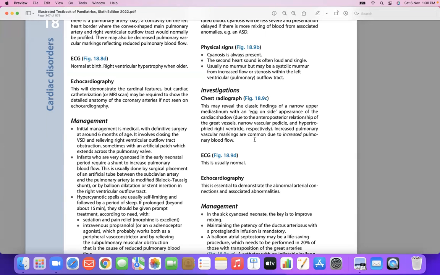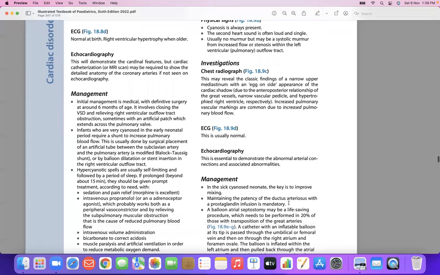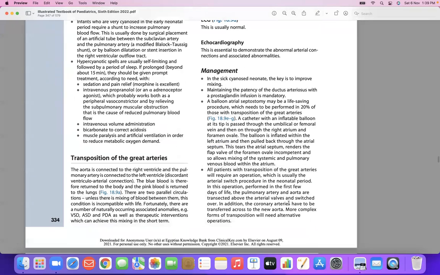Increased pulmonary vascular markings are common due to increased pulmonary blood flow. Again, whenever a cyanosed neonate comes, this is the management you will say. In a sick cyanosed neonate, the key is to improve mixing. So your plan is mixing. Maintenance of the patency of the ductus arteriosus with prostaglandin infusion is mandatory.